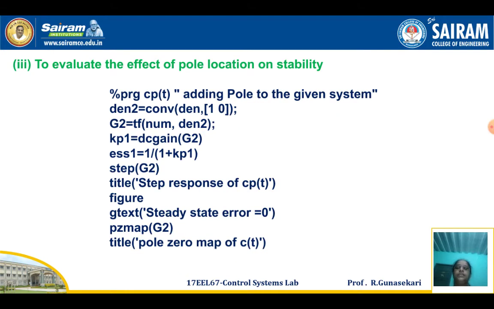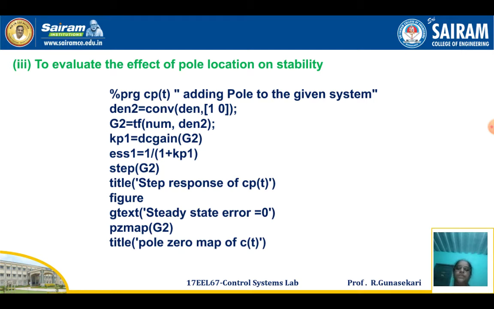Then the third part is to evaluate the effect of the pole location. We can add only poles, for their effect on stability. In this case, I consider this system G2. I take the conversion of the denominator only, that is denominator 2 only. Then the Kp gain, steady state, and step.